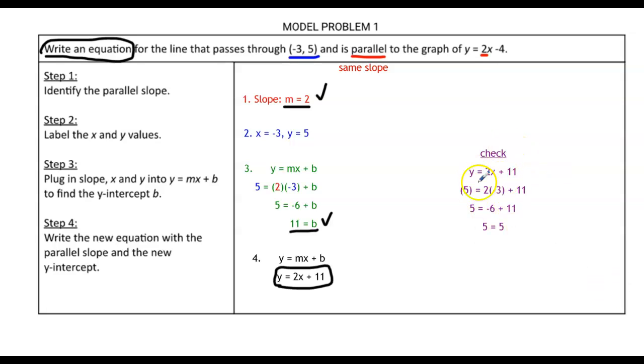All right, in the check here, we were able to take our equation, y equals 2x plus 11, substitute the two values, the 5 and the negative 3 for y and x respectively, into the equation, and we got a result of 5 equals 5.